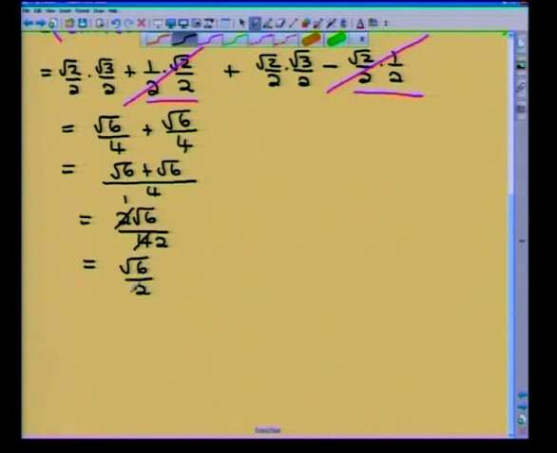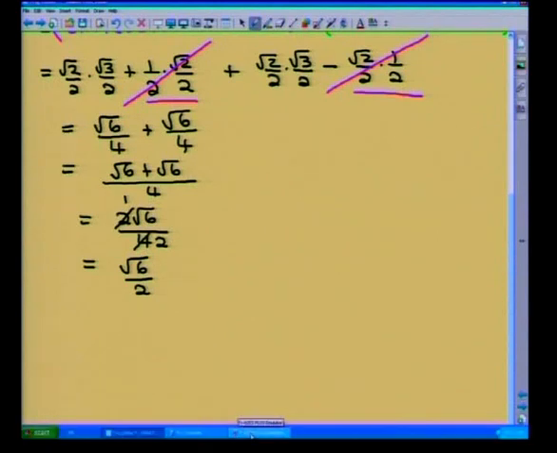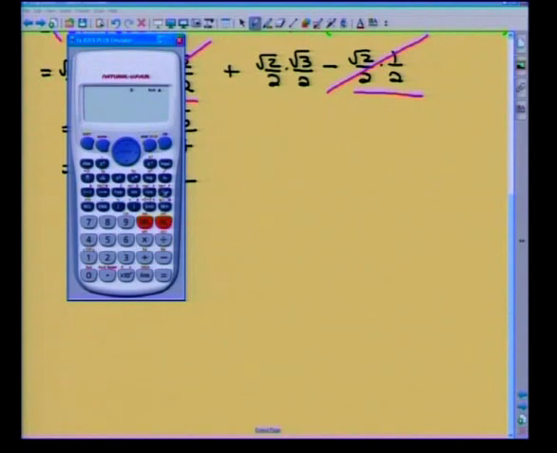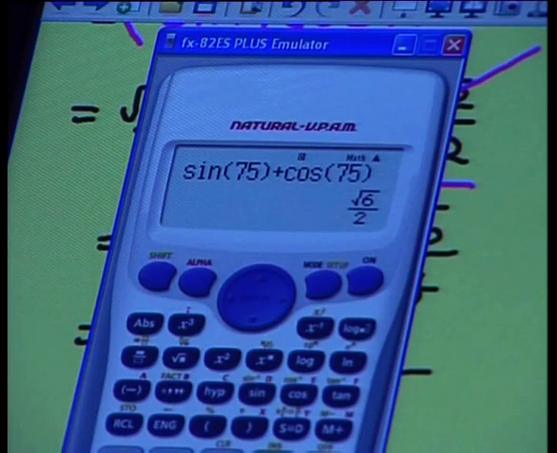Okay, so nice little question. Let's just pull up the calculator and see whether the calculator would have given me that answer. So I was doing the sine of 75 degrees plus the cos of 75 degrees. And there you go, you can see quite clearly it's root 6 over 2. So the calculator is extremely, extremely useful to check your answers in this particular section. Right, so it's a very nice question.